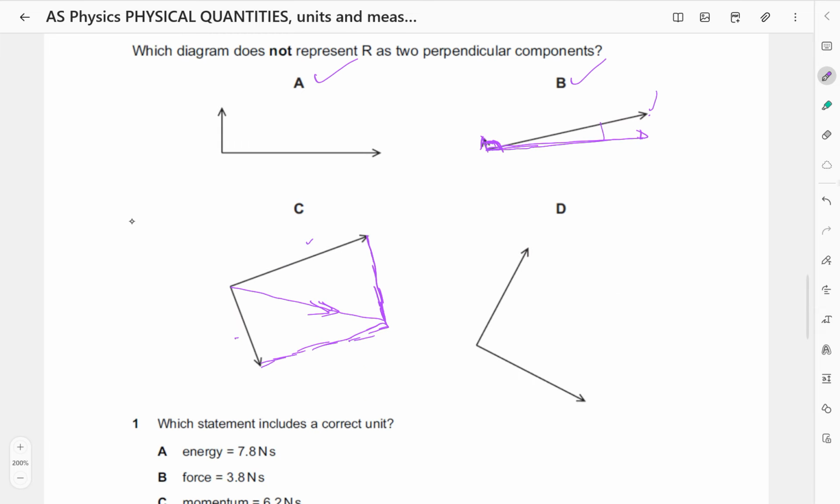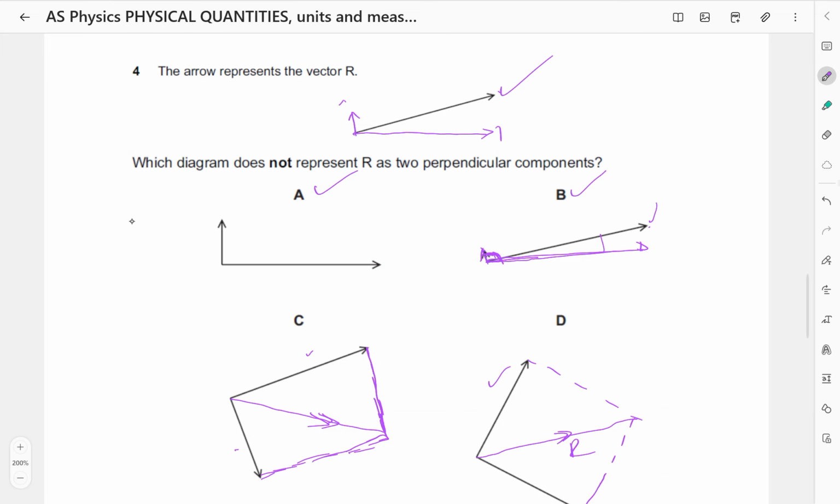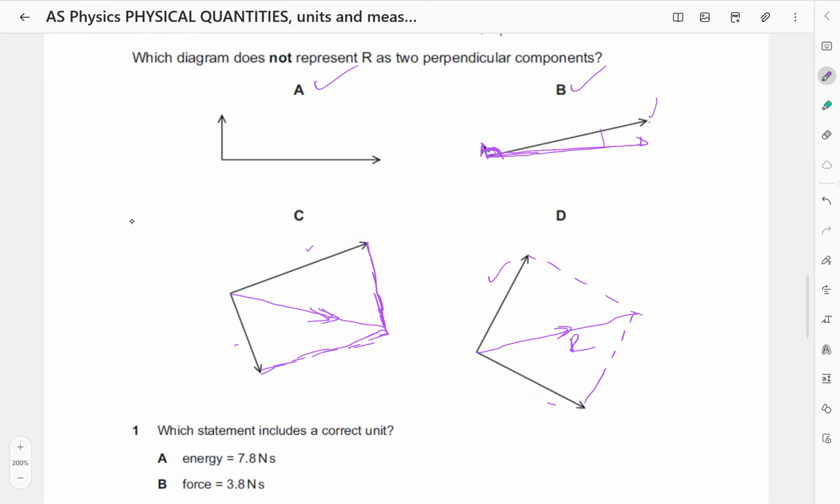We can also check this one. You can transfer this vector here to the other one using a set square and a ruler. You transfer this vector to the other side so that you complete the parallelogram, and you notice that R will be somewhere there. And you notice that this one may also represent R. So this one, if you were very careful, you translate these vectors, you notice that this one will also be a representation.